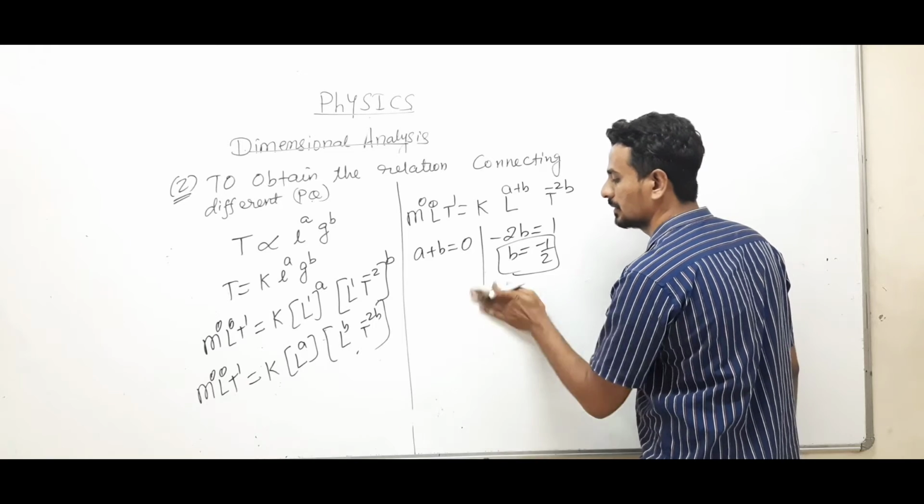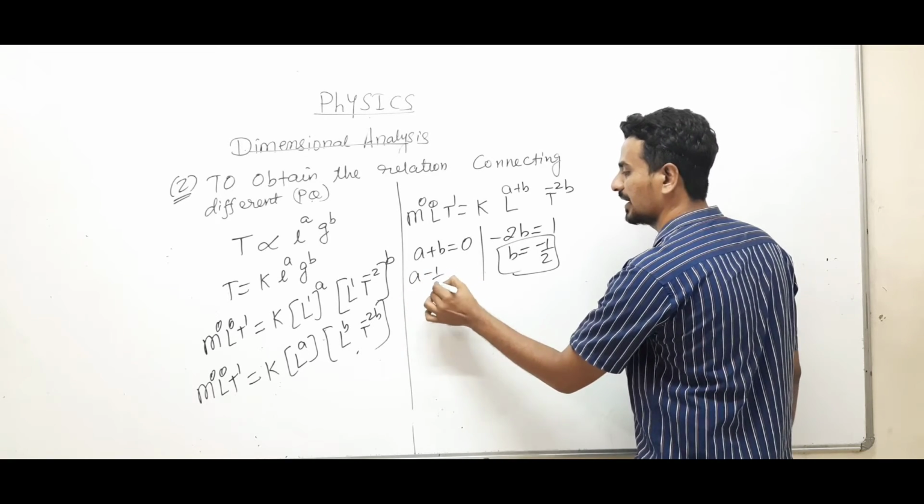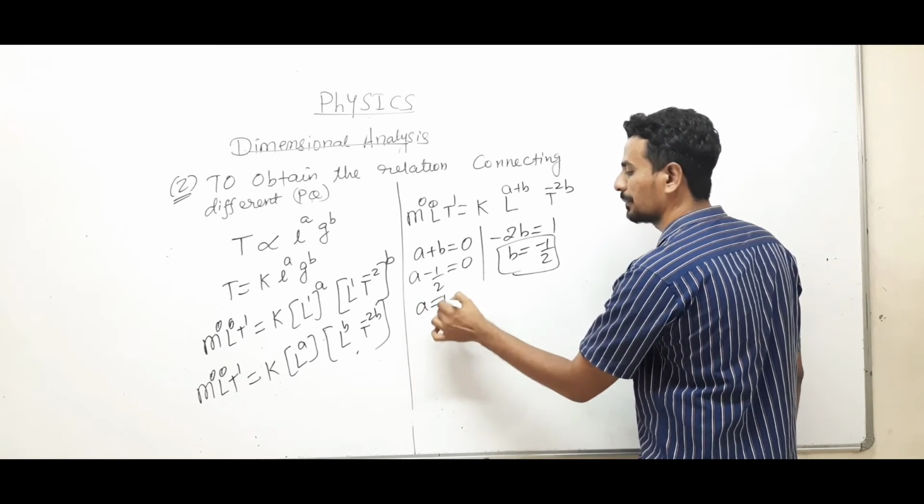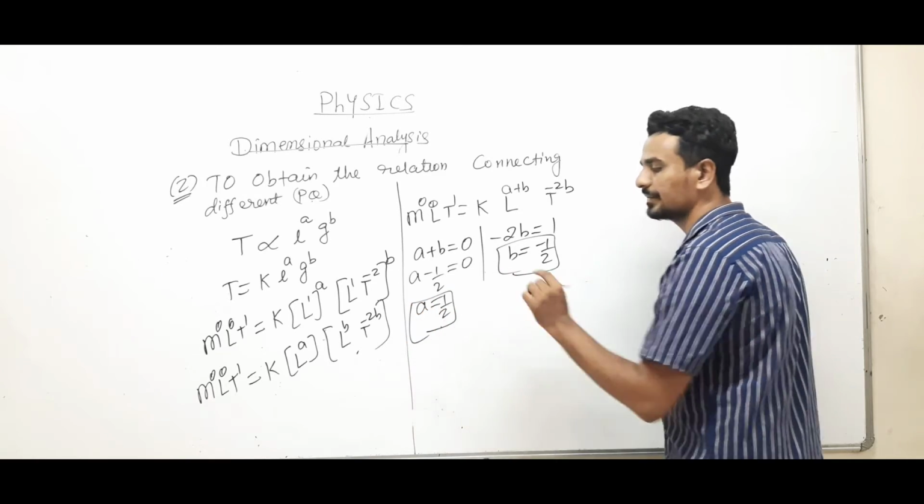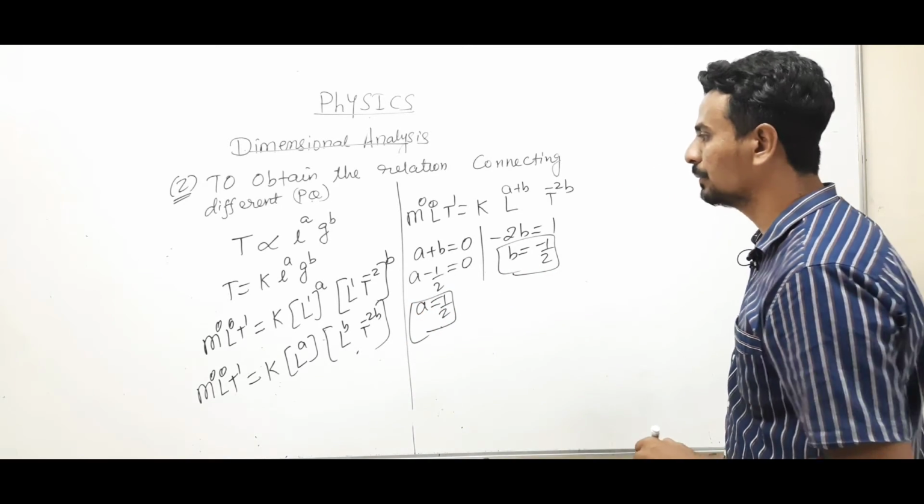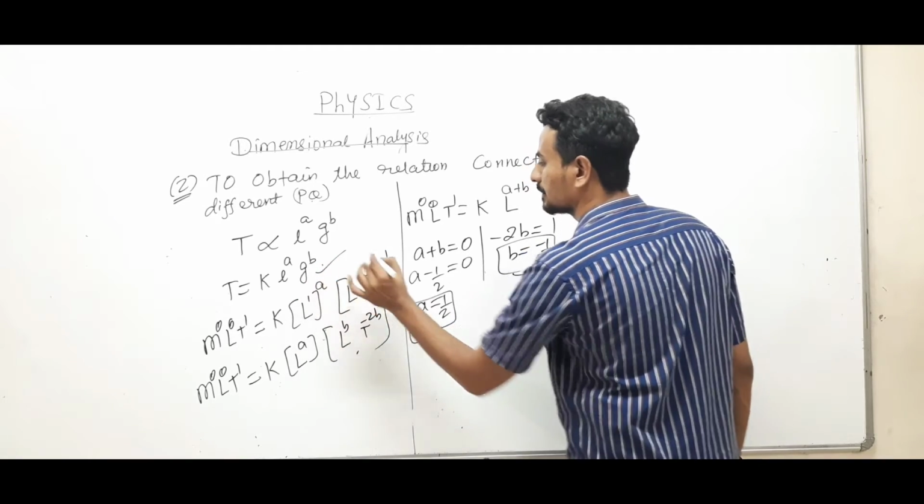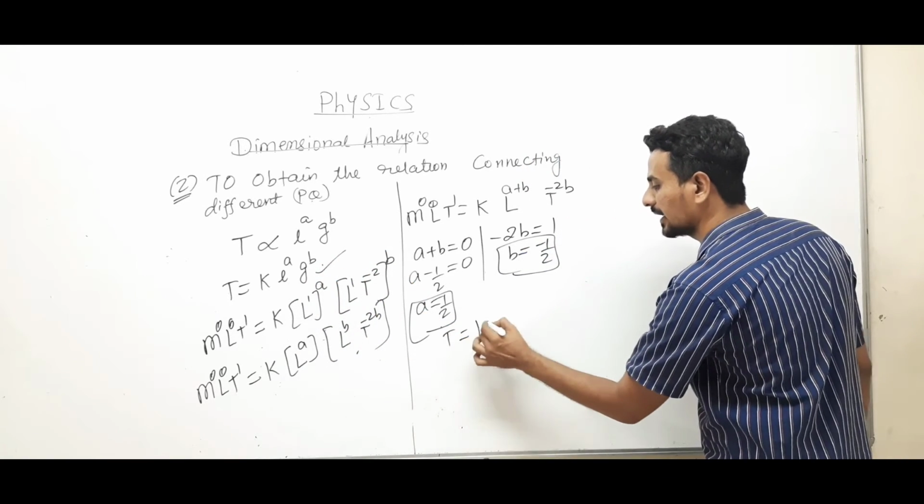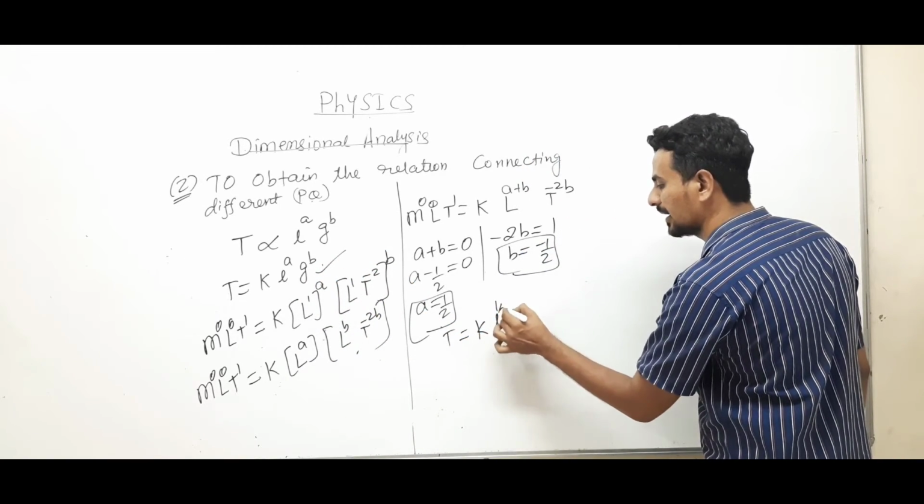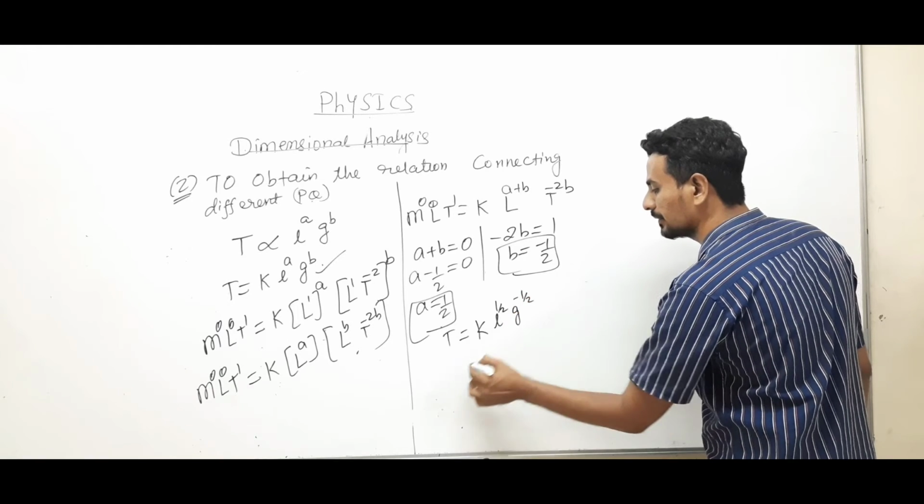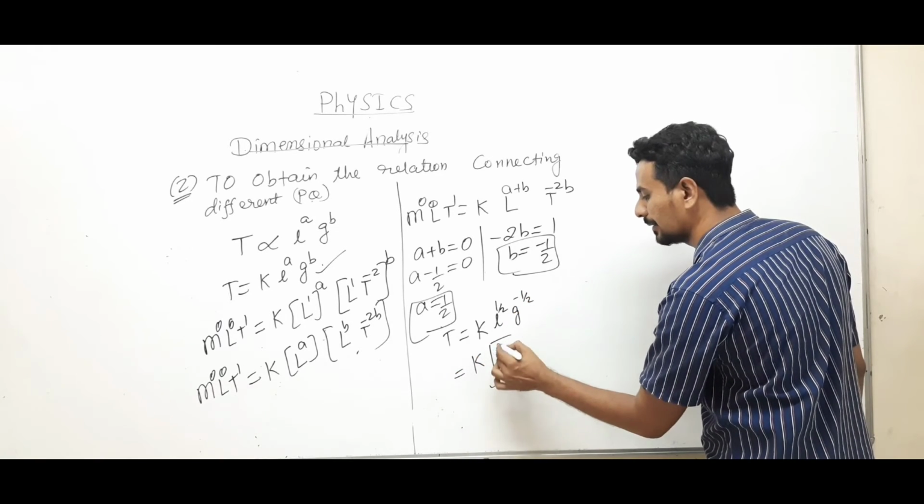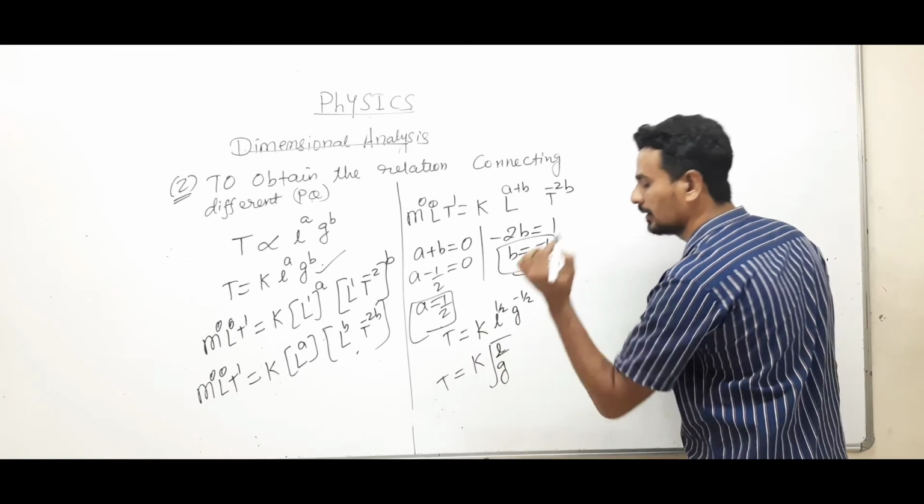Substitute here. A minus 1 by 2 is 0. So a will be 1 by 2. So a is 1 by 2, b is minus 1 by 2. Substitute in this equation, we'll get T is equal to k, L raised to 1 by 2, g raised to minus 1 by 2. So this will be equal to k root of L by g.